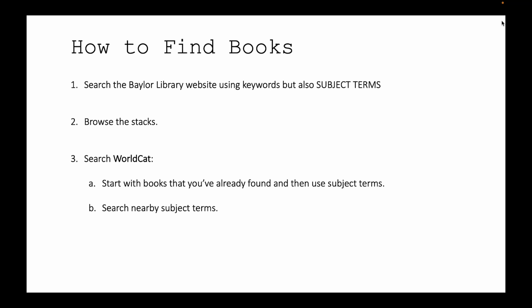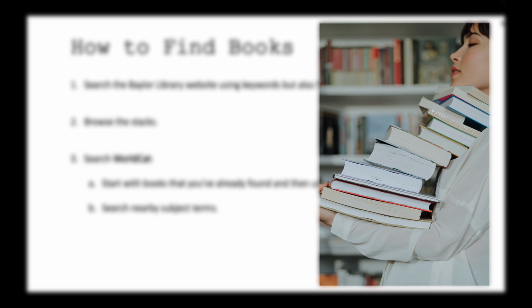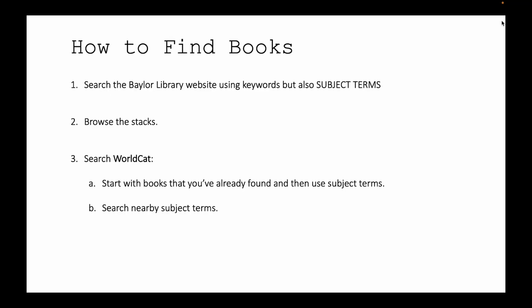The problem with Worldcat is that since it searches catalogs of libraries all over the world, like thousands of libraries, your search results can get really big really fast. So in order to avoid getting totally overwhelmed, I think the best way to use Worldcat is to first start with a book that you've already found, say in the Baylor Library catalog, and then find that exact same book in Worldcat, but go to the subject terms and click on those in order to find other books like that may or may not be at Baylor. You can even search the other subject terms that are identified with that book, right? Nearby subject terms to do the same sort of thing.